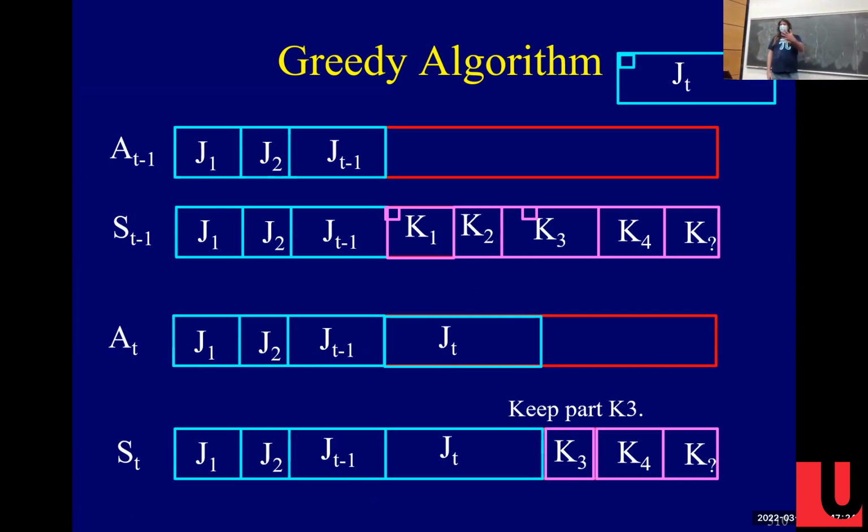The price, right? We want to show that the price of ST is at least the price of ST minus 1, right? The total, it's the sum of the prices of these things. And if you took only part of K3, then you get the proportional part of the price.